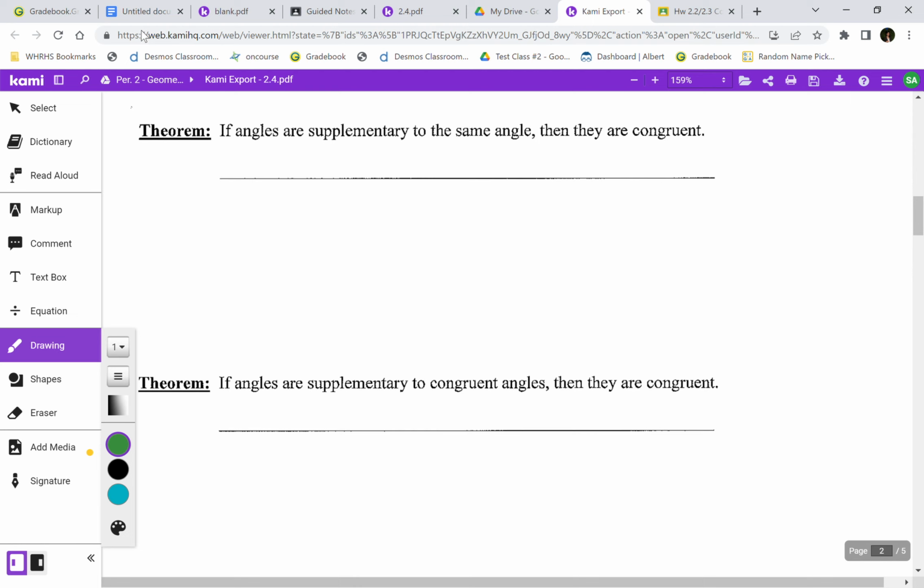Shortcut. Subs of the same angle are congruent. And all the symbols I use, you can use. Subs of the same angle are congruent. You can memorize the full theorem or you can memorize the shortcut. It doesn't matter, but you do need to memorize.